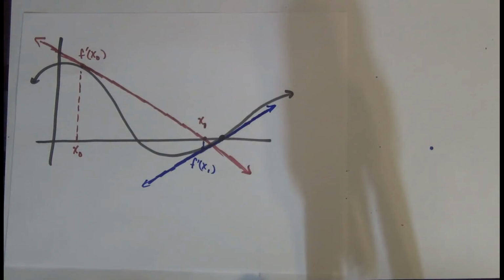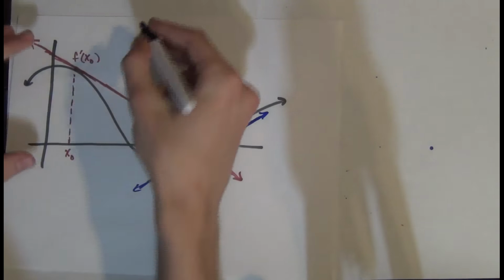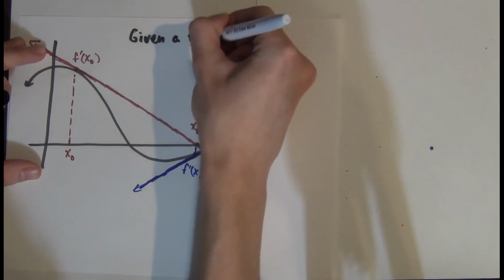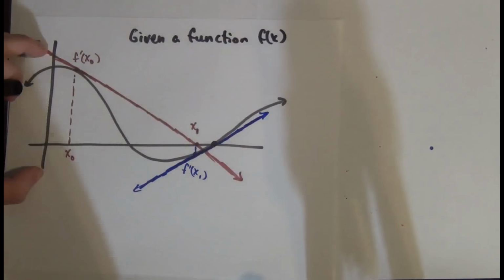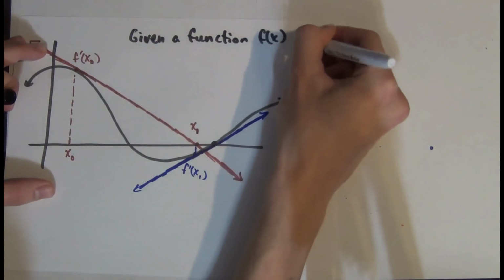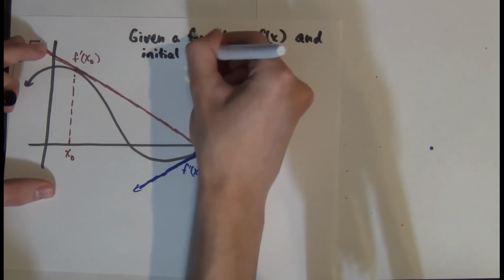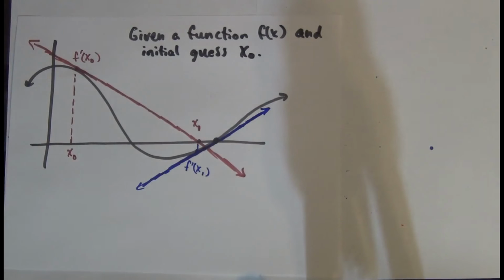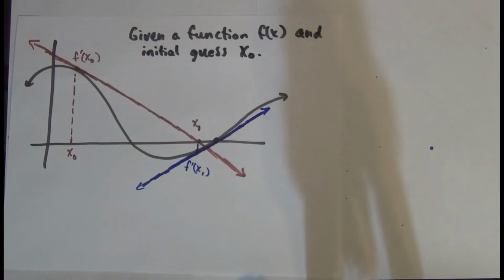Okay, so how do I put this in algebraic terms? Suppose that I'm in this situation, I'm given a function f of x, and we'll say initial guess x naught. So let's see if I can mathematically map out exactly what my process was here.